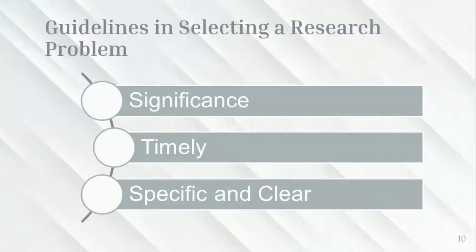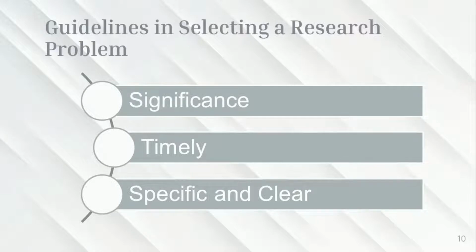Guidelines in selecting a research problem. First, significance. Your research issue is expected to have a positive effect on the field. The effect can be functional in the context of direct implementation of findings in the field, or conceptual, where work advances the field by filling the information gap. This is the reason why your panel always asks for the significance of your study.